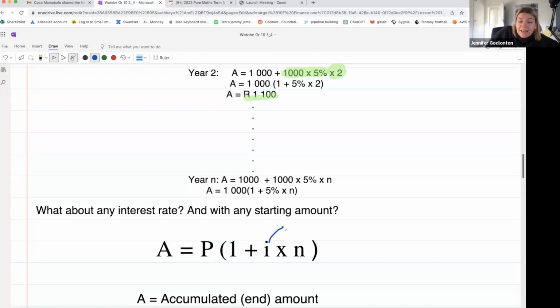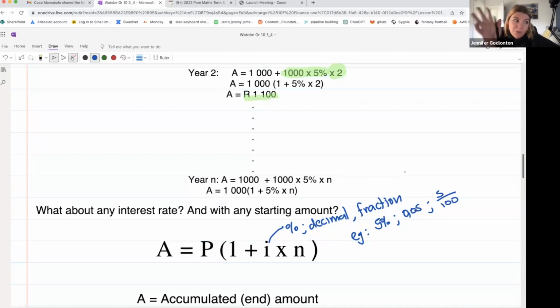This i, that's our interest rate. It has to be a percentage or a decimal or a fraction. If we use the example above, either we would write in our calculator 5%, or we would write 0.05, or we would write 5 over 100. We would never just write 5.